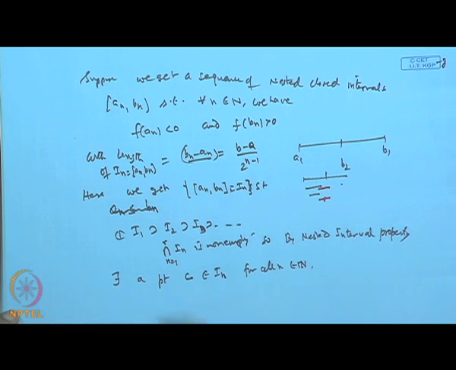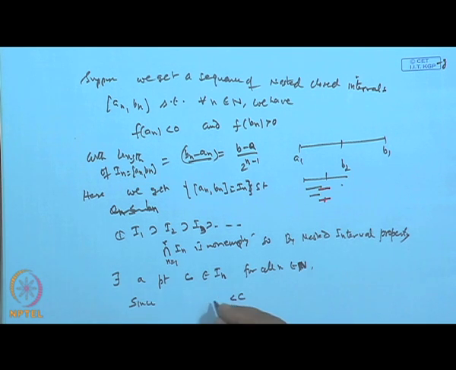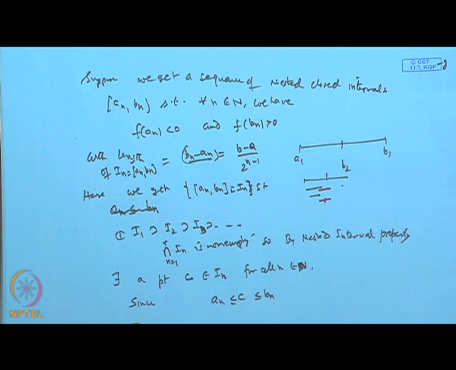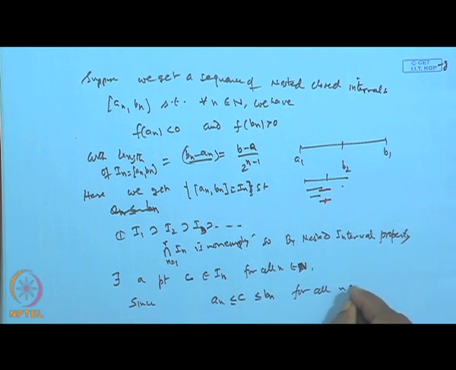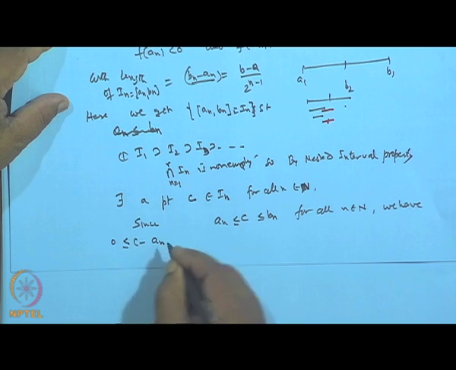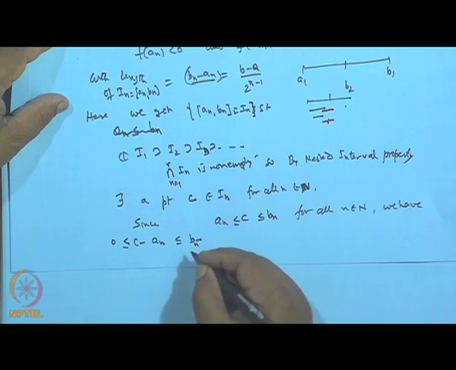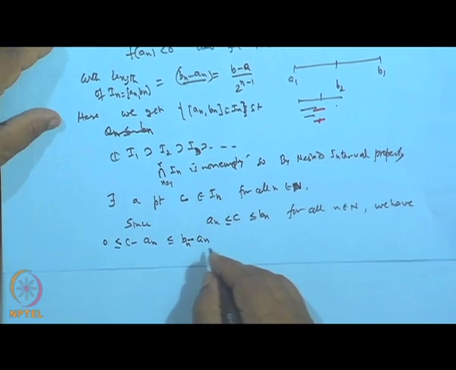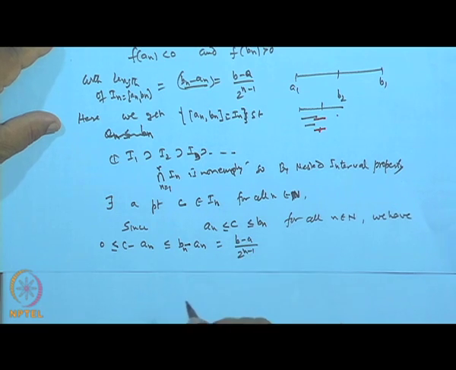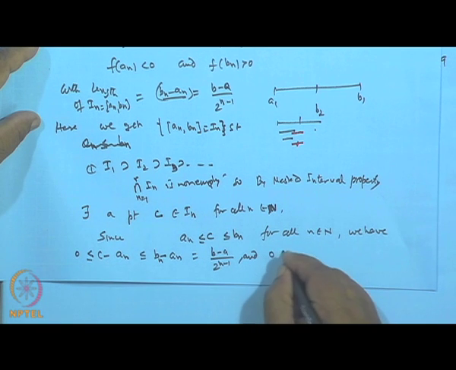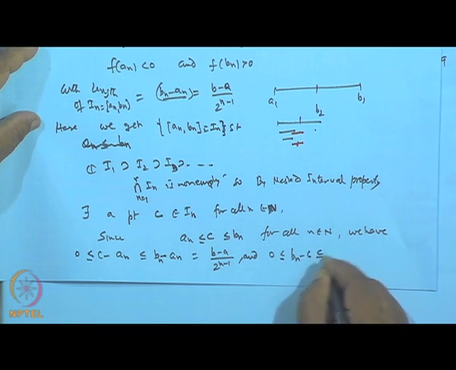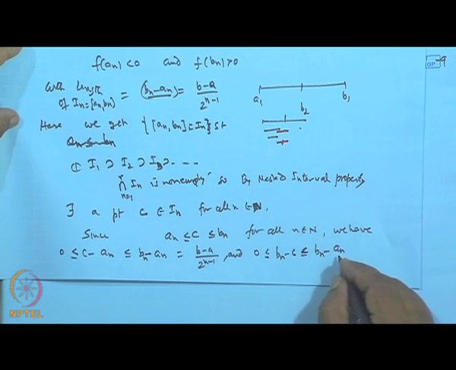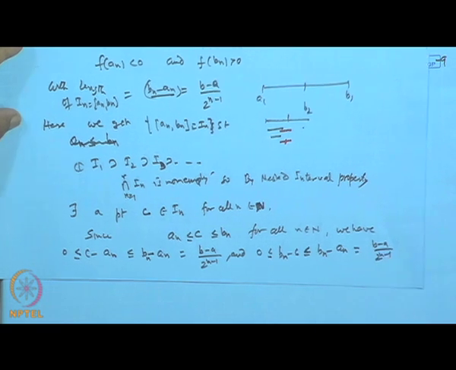Now, since C lies between a_n and b_n for all n belongs to N, we have that 0 less than or equal to C minus a_n, which is less than or equal to b_n minus a_n, which is equal to b minus a over 2 to the power n minus 1, and 0 less than or equal to b_n minus C, which is less than or equal to b_n minus a_n, which is equal to b minus a over 2 to the power n minus 1. This is true.